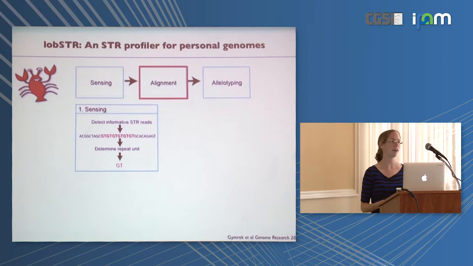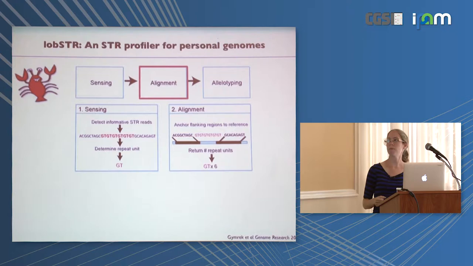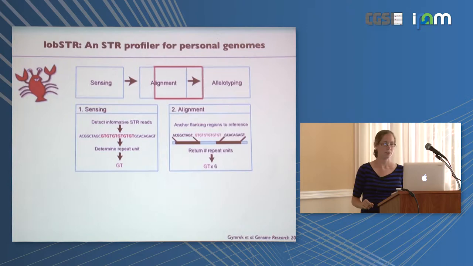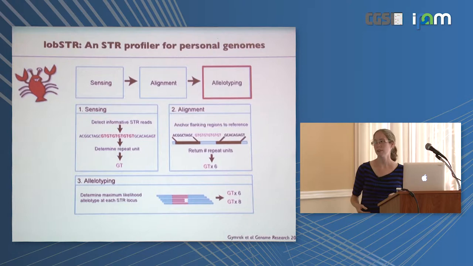So the second step of lobSTR is this alignment step, where we break up our read into the repeat region and the non-repeat regions. And the trick here is that we focus only on aligning the non-repetitive regions back to the reference genome. Once we have all of our reads aligned to each locus, we have what's called an allelotyping step, where we pile up all those reads at each locus. We have some model of this PCR stutter noise, and we use that to determine the maximum likelihood genotype at each locus.